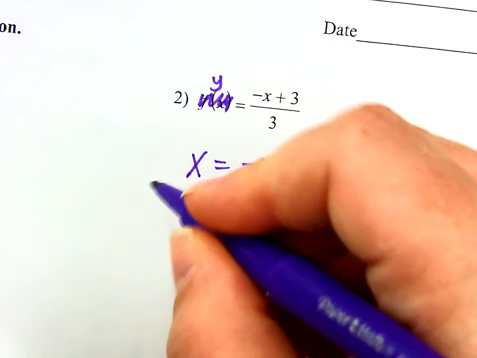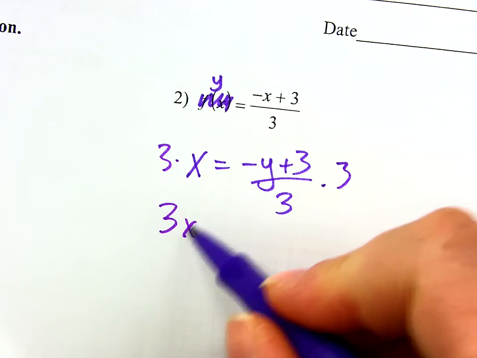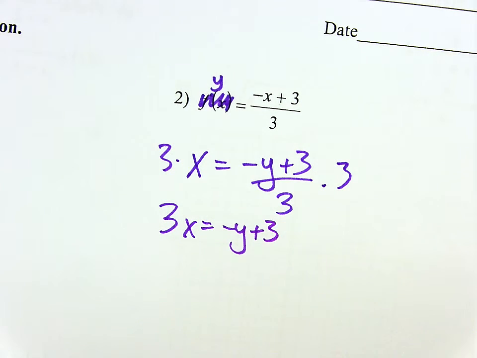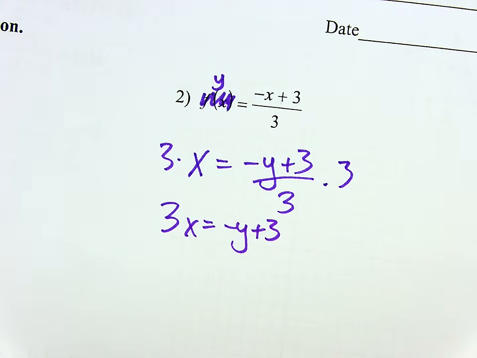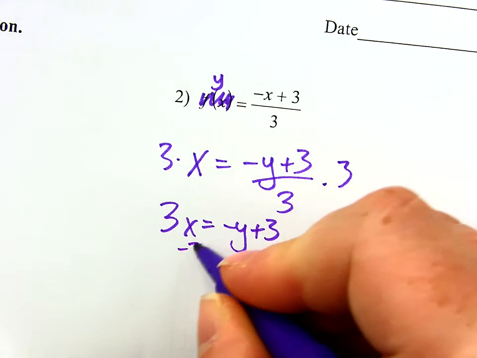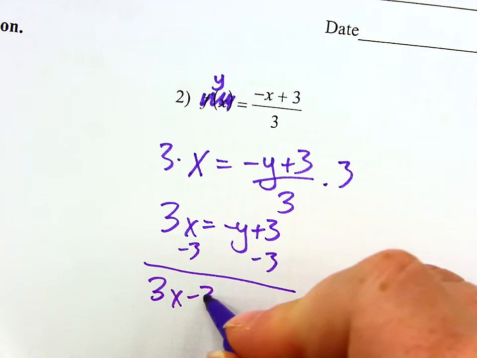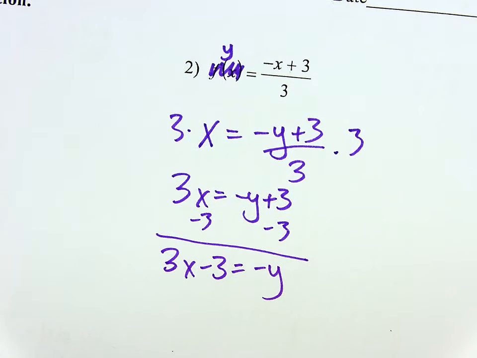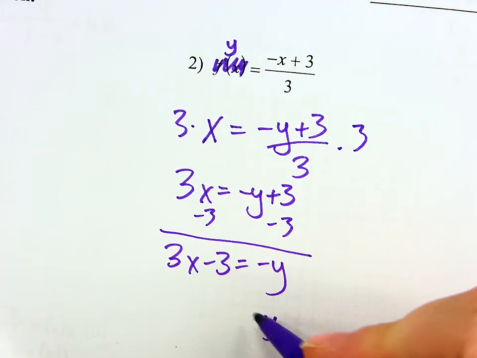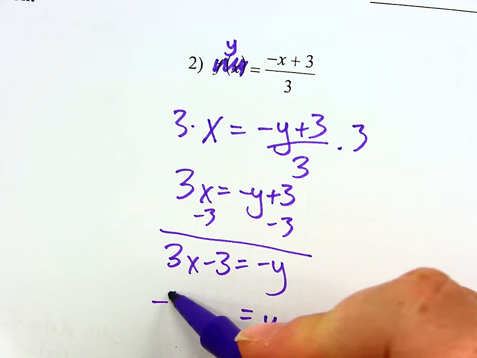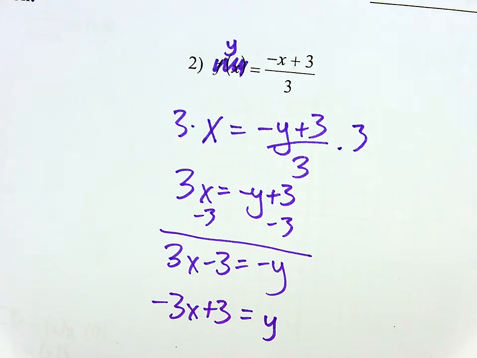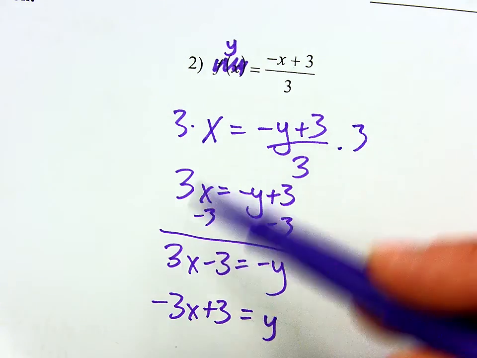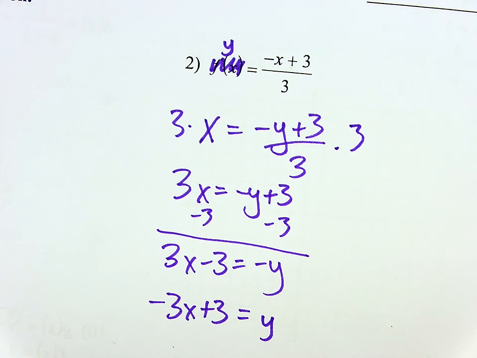Times it by 3 first. And then we would minus the 3. And then divide by negative 1. Be careful that you divide everybody by negative 1, right? So it'd be a negative 3x plus 3. And then there you have it, guys. That's it. So it's just doing swap the x and y, and then you just got to play around with your algebra until you get y by itself.